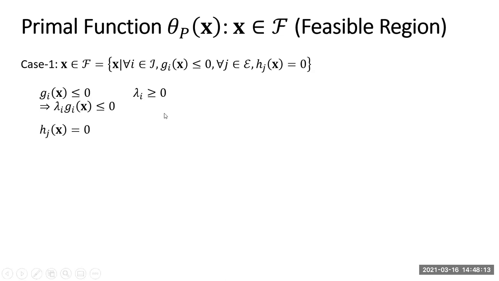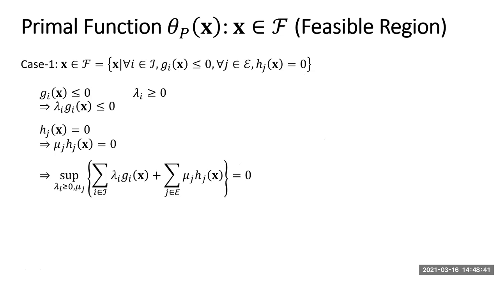Now consider h_j(x) equals 0. Since x is in the feasible region, h_j(x) must be equal to 0. So what can you say about mu_j h_j(x)? It must be equal to 0. For any value of mu_j, the product mu_j h_j(x) must be equal to 0, right? Okay. So what can you say about this?